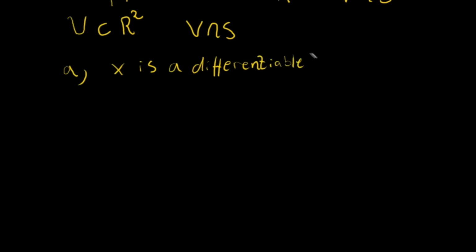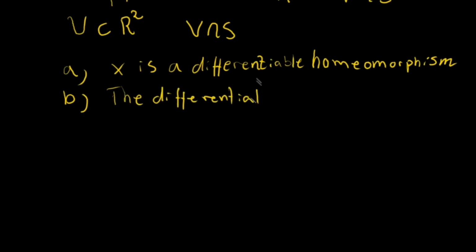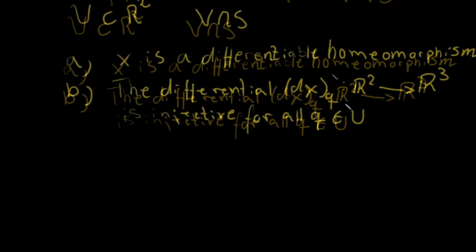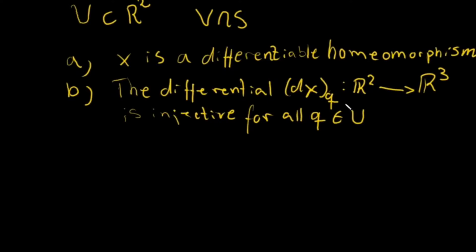X is a differentiable homeomorphism and the differential dXq from R2 to R3 is injective for all q an element of U. The mapping X is called a parameterization of S at P.